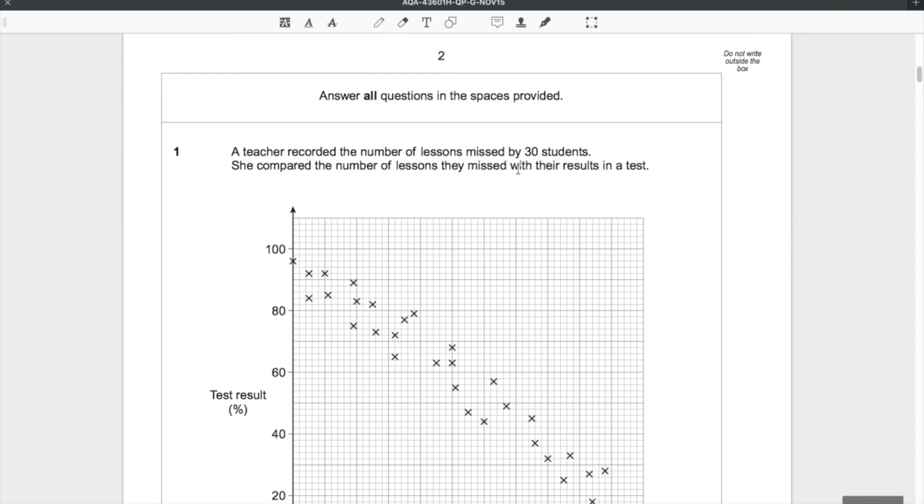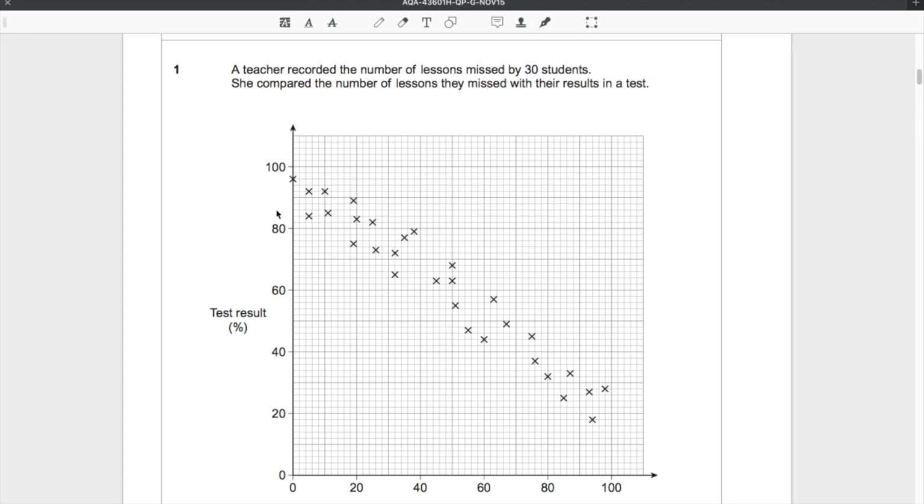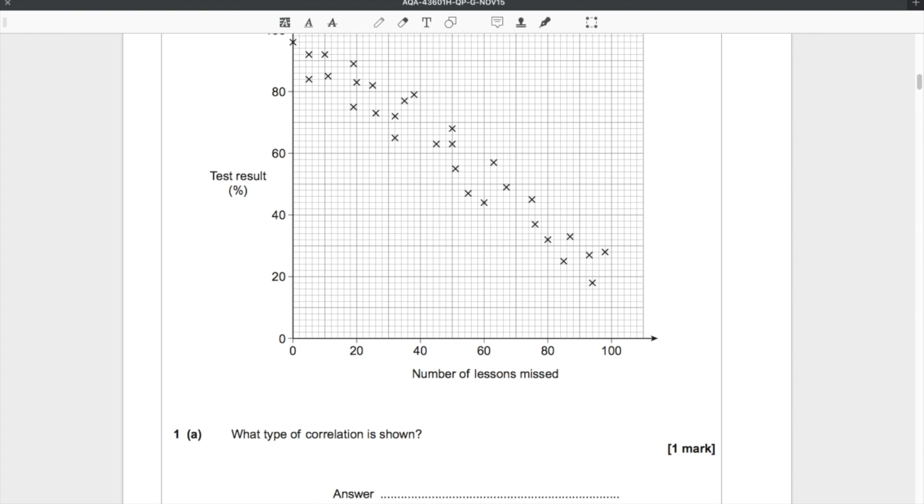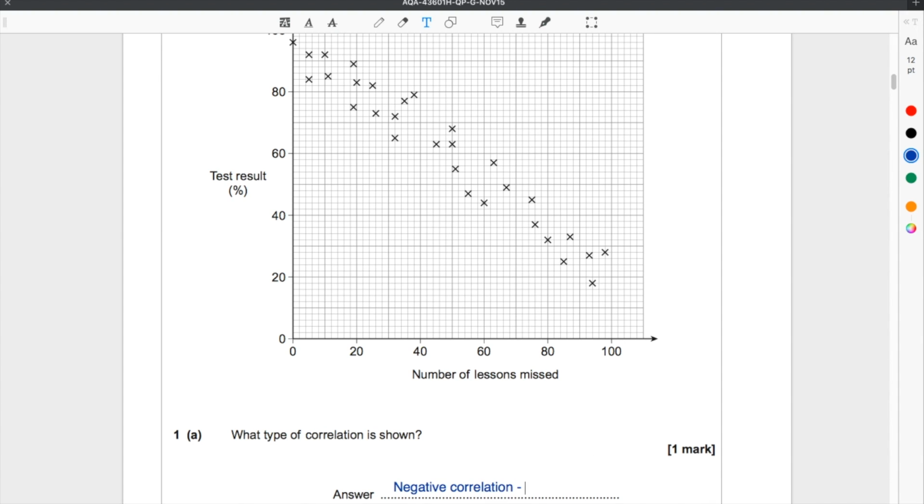A teacher recorded the number of lessons missed by 30 students. She compared the number of lessons they missed with their results in a test. And we can see a scatter diagram here. What type of correlation is shown? So for this, all we need to do is state the type of correlation, which is either positive or negative.